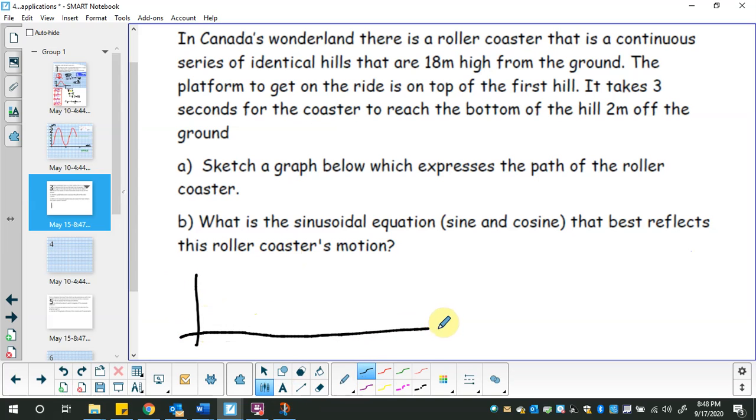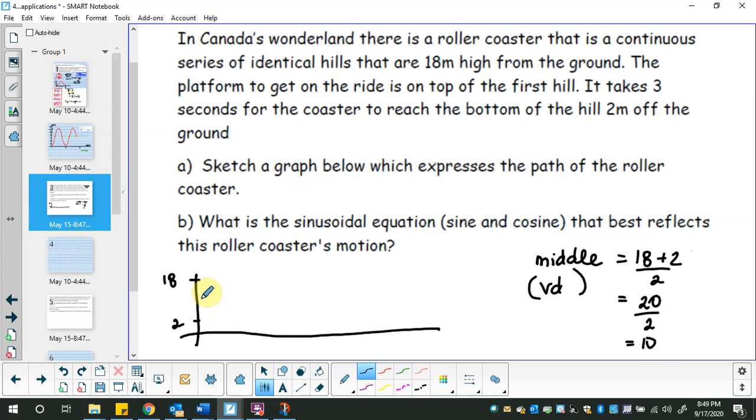Only positives. We are 18 meters off the ground at its highest point, and at its lowest point, the bottom of the hill, we're 2 meters off the ground. Now this does not tell me the amplitude, it just tells me the maximum and the minimum. But from the last question, we can find the middle pretty easily, which means we can find the vertical displacement pretty easily by taking those 2 numbers, the top and the bottom, adding them together and dividing by 2.